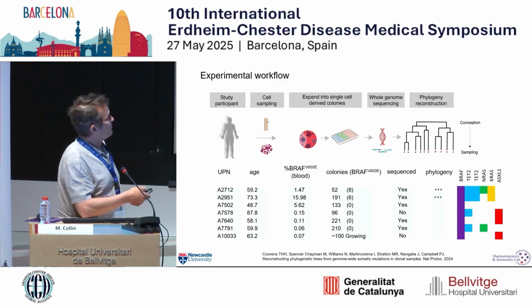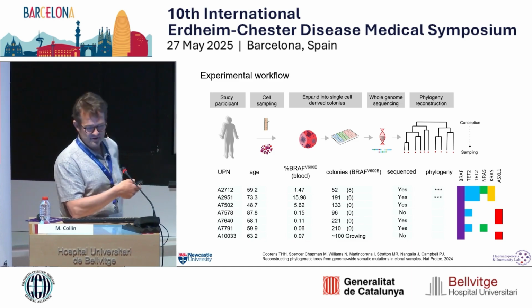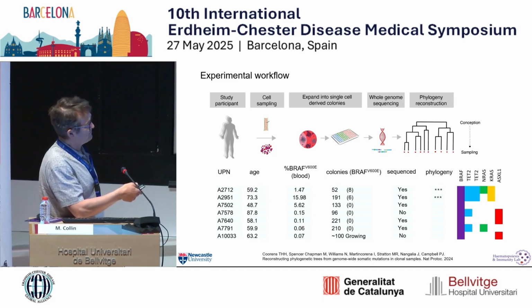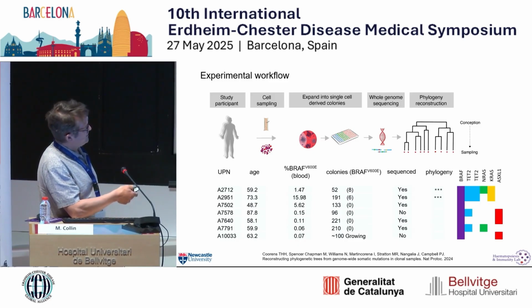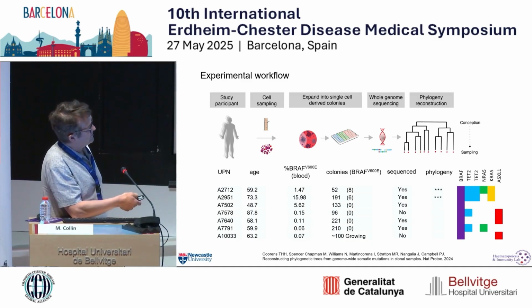So this is our experiment. This is the first analysis of the data, so we still have to do some more work on this. And we started with 7 patients with Erdheim-Chester disease, a range of ages, a range of BRAF frequency. This is in the mononuclear cells of the blood. And from this, my colleague Paul Milne grew over 1,000 colonies from these 7 patients.